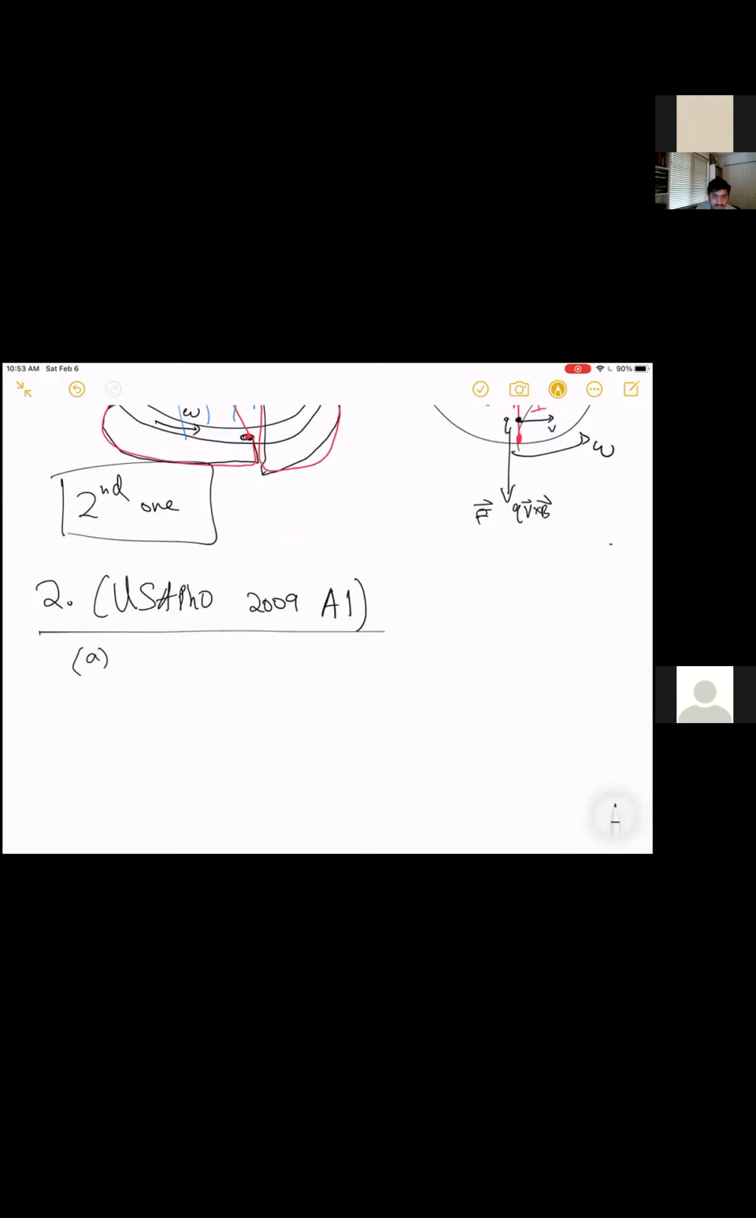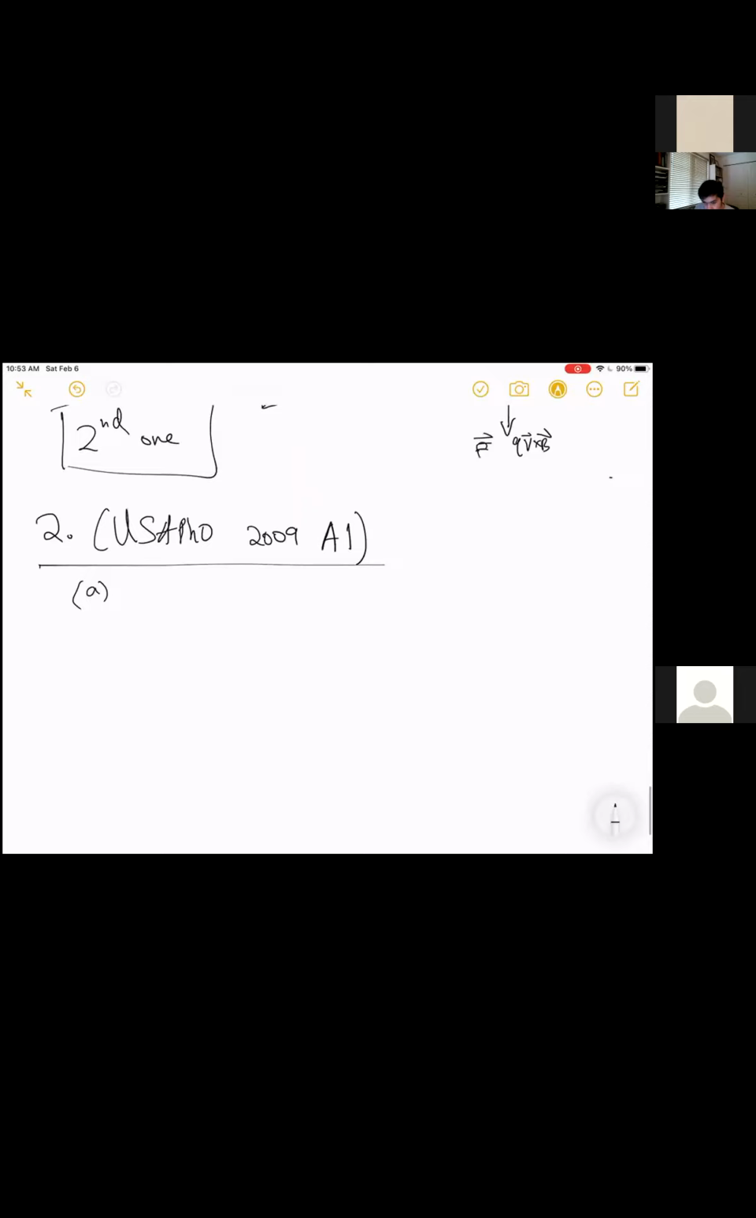Okay, so hopefully everybody's had some time to read the statement of problem A1. Let me go through the solution. The first part of the problem is that this object is a solenoid, and we're asked to find the magnetic field inside a solenoid. We can just cite some formulas, but for the sake of teaching, let's go through the derivation again.